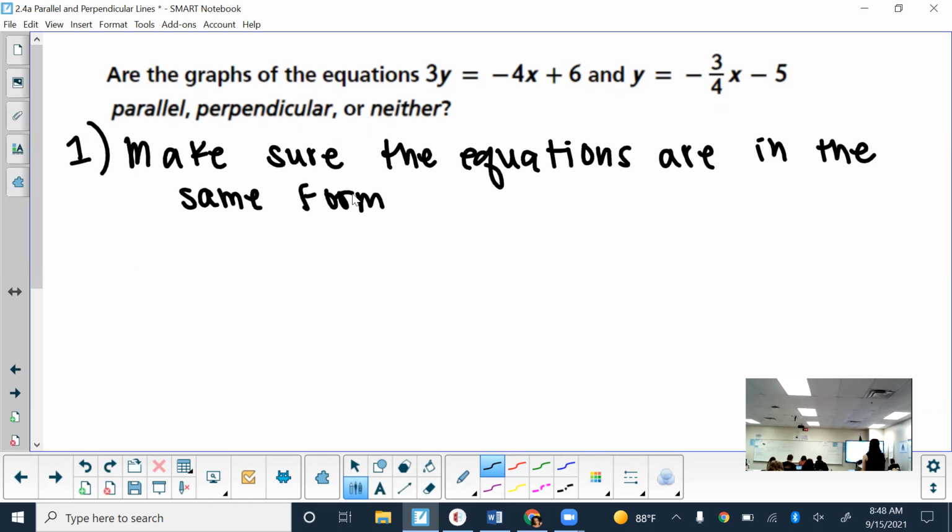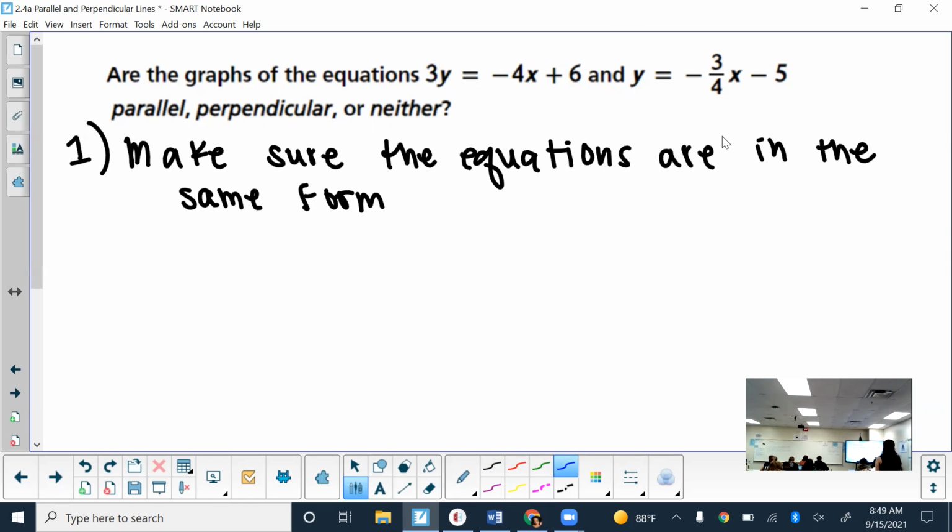Because if they're not in the same form, or if they're like in standard form, can you really tell the slope right away? All right, no. Like if you look at these two that are given to us, are they both in the same form? They're not. It looks like they might be in slope-intercept form, but they're not. Because what's wrong with this one over here? The y is not by itself.